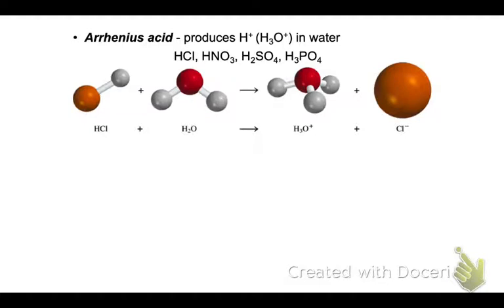Here is an example. When we mix hydrogen chloride with water, hydrogen chloride will give a hydrogen cation that gets immediately associated with the water molecule and gives me hydronium ion. And one of the outcomes is also the chloride ion. Now the hydronium ion is what we call a hydrated proton. So let me explain this part to you.